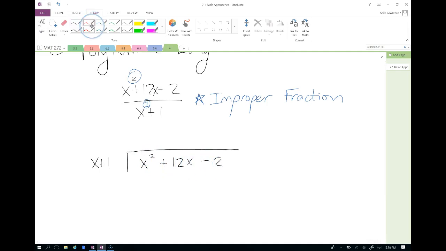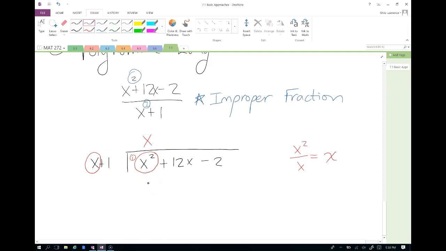Now, in polynomial long division, for the division step, you only look at the leading term in your divisor and the leading term in your dividend. And we're asking ourselves, how many times does x go into x squared? Or, if you want to frame it more as a division question, what is x squared over x? So that's the first division we do, x squared divided by x. And that's equal to x.